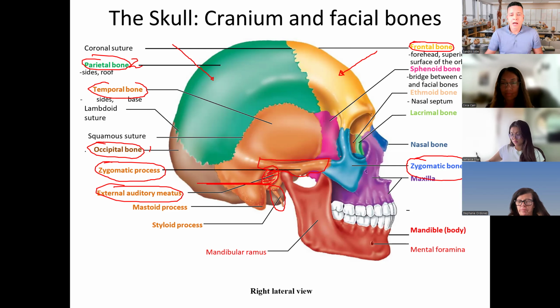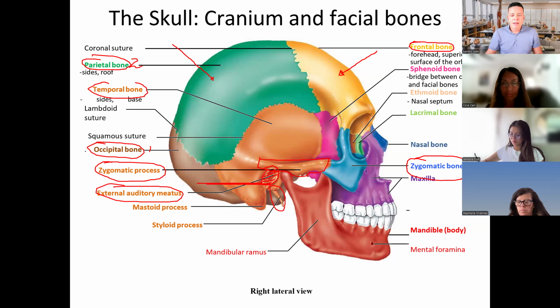Now let's talk about some of the facial bones. And I already talked about one of them, which is the zygomatic bone, and it is bilateral. Please don't confuse zygomatic bone with the zygomatic process of the temporal. 2 different things. The zygomatic bone is a bone on its own. The zygomatic process is a marking of the temporal. Okay?